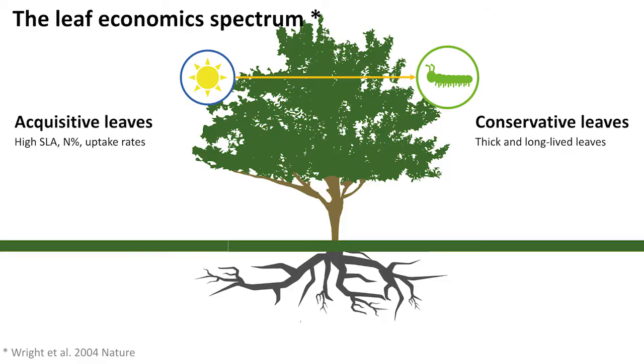So the root economic spectrum originates from the leaf economic spectrum, and at this stage I think we're all pretty familiar with this concept, but I briefly want to recap that at one side of the spectrum we find plant species with acquisitive leaf functional traits that allow high photosynthetic rates and fast plant growth when resource availability is high. And at the other end of the spectrum we find plant species with conservative leaf traits that allow these plants to conserve their valuable resources over a long time, and that enable these species to survive in resource-poor environments.